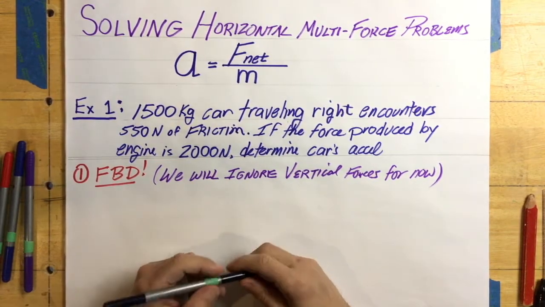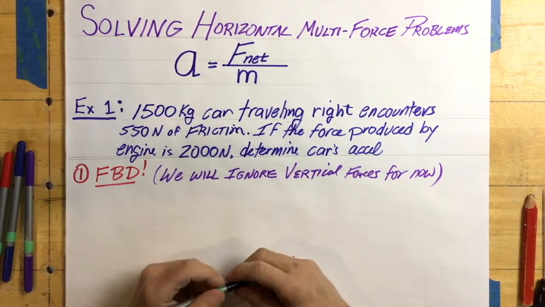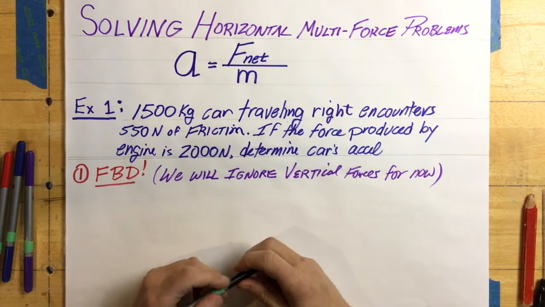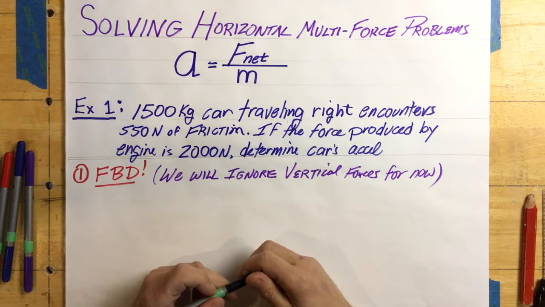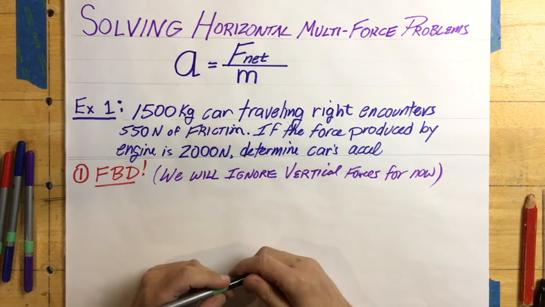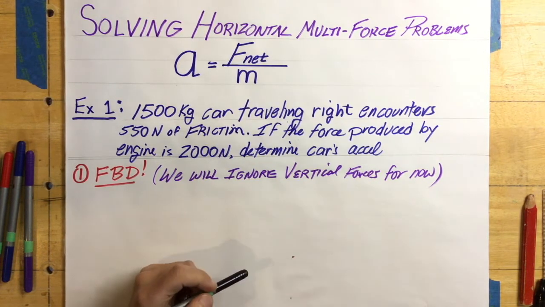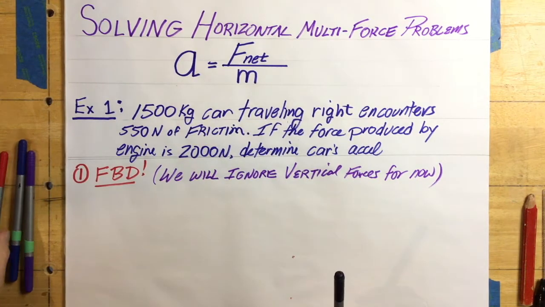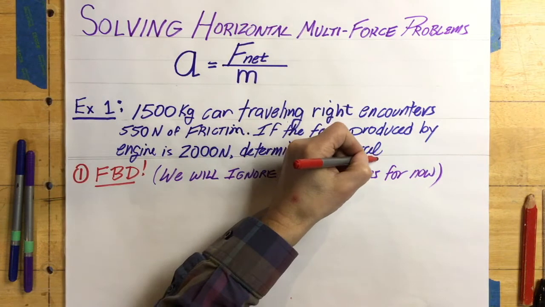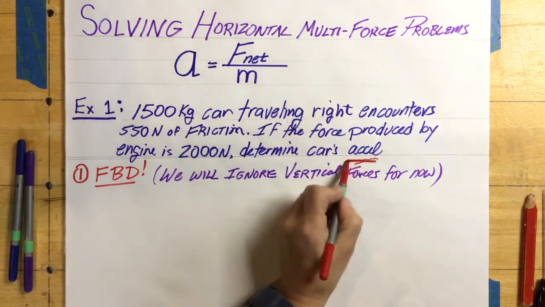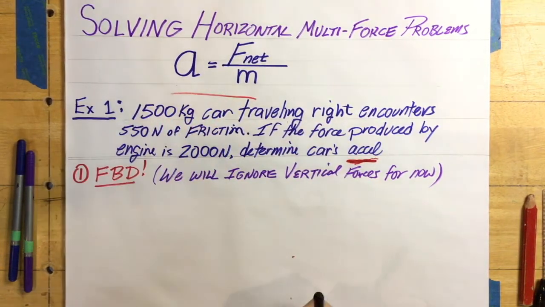I have a 1,500 kilogram car traveling to the right. I'm going to assume it means horizontally. It encounters 550 newtons of friction. If the force produced by the engine is 2,000 newtons, determine the car's acceleration. So this is what I consider a first level problem or a forward problem, because the equation's already set up for what you're solving for, so there's no manipulation at all.